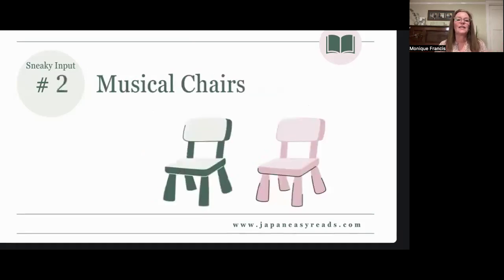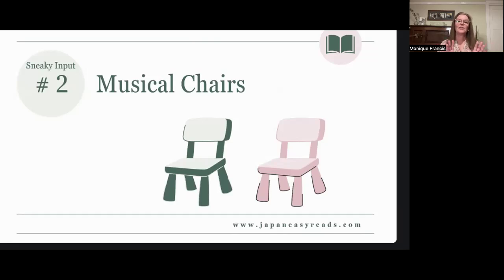So the next one of sneaky input, number 2, is musical chairs. And this one is great for getting the students up and about, and also acts as a bit of a brain break. But most importantly, it gives that sneaky extra oral input for the students. And in the case of a post-reading activity, it is also another opportunity for the class to hear the story again.